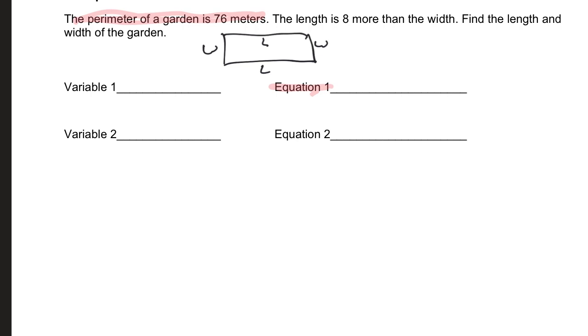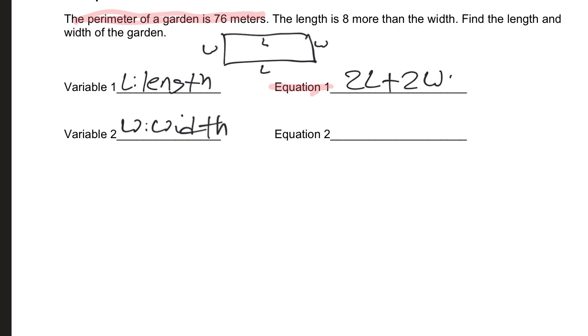Now, our individual variables are going to be L for the length, and W for the width. In perimeter, you have 2 L's plus 2 W's. So 2 lengths plus 2 widths equals the perimeter, and the perimeter here is 76. Now, equation number 2 is going to be this right here. The length is. So is means equal. So L equals.